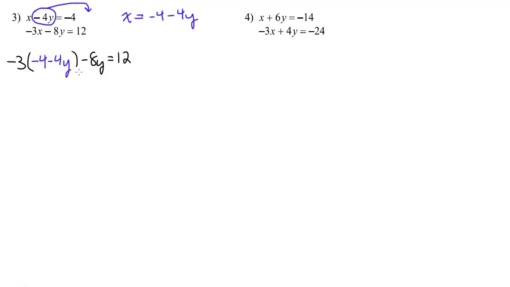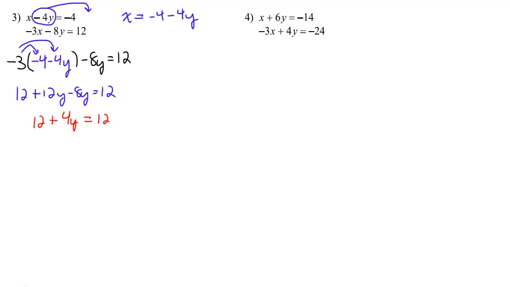And now we follow the steps to solve this equation for y. So negative 3 times negative 4, that's positive 12. Next, negative 3 times negative 4y, that is positive 12y. Bring down the rest of the equation, minus 8y equals 12. Next, we can combine like terms here. There's 12y minus 8y, that is 4y. We bring down the rest of the equation.